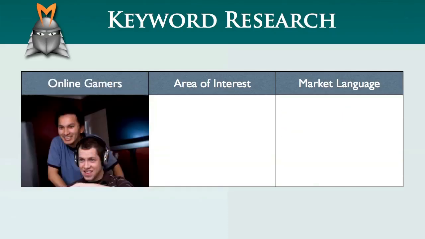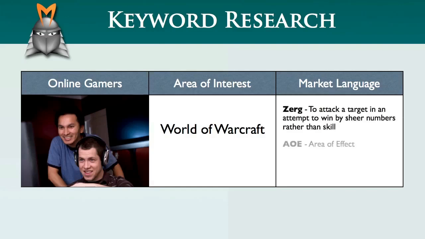The next example we'll look at is the online gaming market, which is made up of people who enjoy playing computer games with others over the internet. For example, their area of interest might be playing World of Warcraft, which is a popular multiplayer game. And some examples of the language that is specific to this market include a Zerg Rush, AoE, and Squishy.